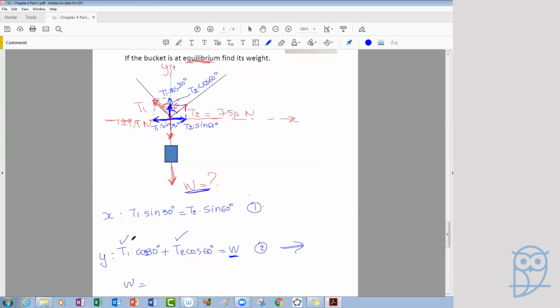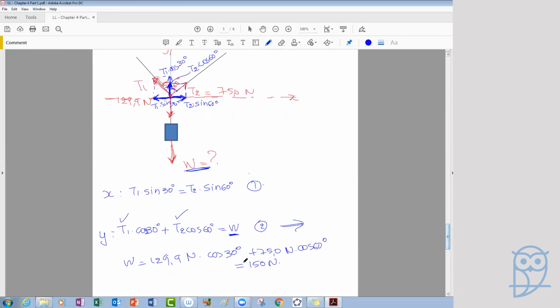So weight will be T1, which is 129.9 newtons, times cosine 30, plus T2, which is 75.0 newtons, times cosine 60. Now let me check my calculator. If my calculations are correct, this should be 150 newtons. So there is our answer.